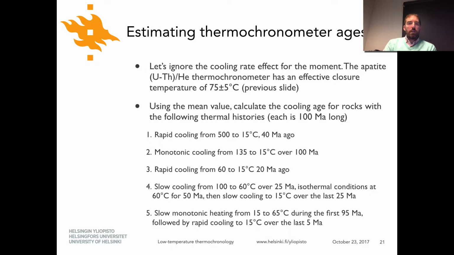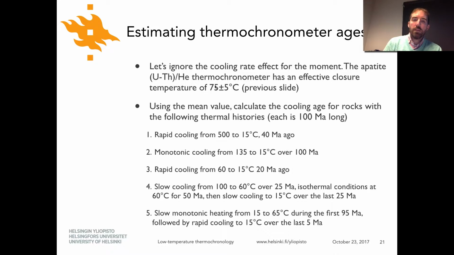So what we can do now, just because I get bored lecturing, is make some simple calculations here. We know a few things now. Let's pretend that we can ignore the cooling rate effect for the moment for the following scenarios down here. The goal is to calculate the effective closure temperature, and to use it to calculate the ages of rocks for the following scenarios. We're assuming here that we're using an apatite uranium-thorium-helium thermochronometer, and we don't necessarily know exactly how that works yet, but it doesn't matter. We know it has a closure temperature of about 75 degrees Celsius.